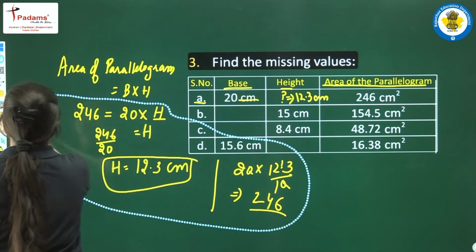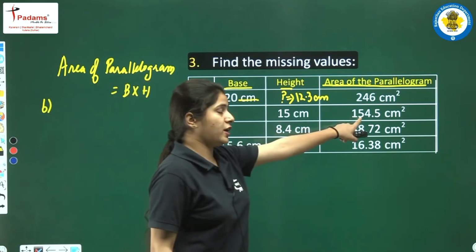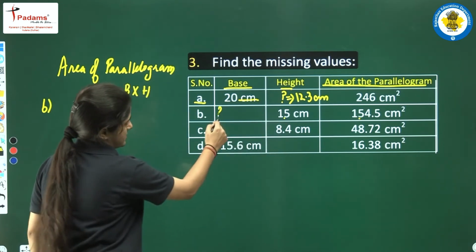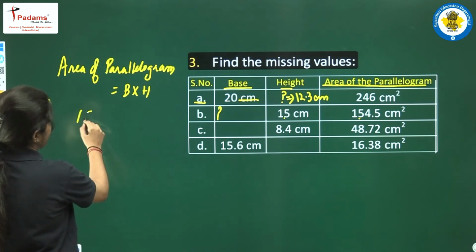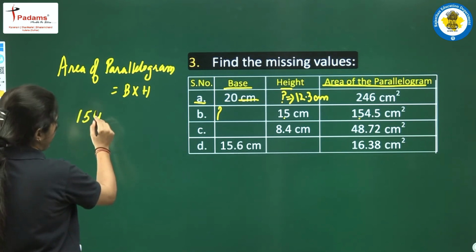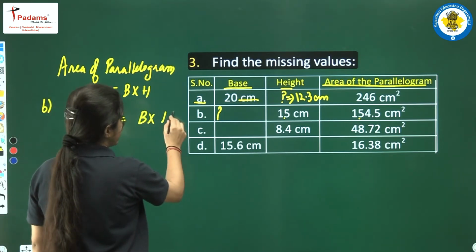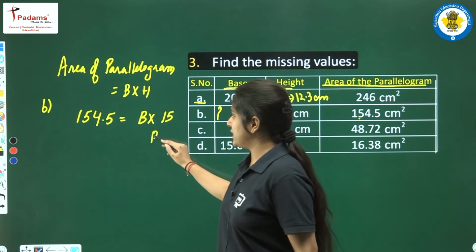In the part B, students, have a look. We know the area of the parallelogram, we also know the height, but we don't know about the base. Okay, so we need to find out the base. So here students, the area of parallelogram is equal to 154.5 is equal to base, we don't know, height is 15. Okay, like this. We need to find the base.